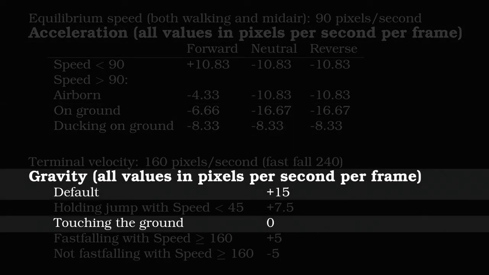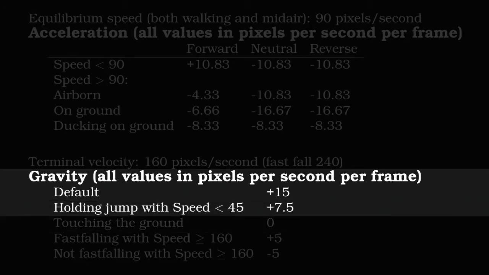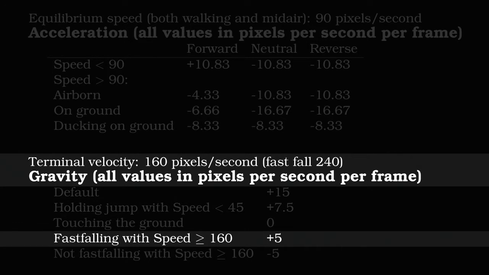Vertically, we've got gravity adding plus 15 to your speed every single frame, except when you're 1 pixel above the ground where gravity does not apply. If you're holding jump while the absolute value of your speed is less than 45, then gravity will be cut in half. However, as soon as your speed gets over 45, then gravity goes immediately back to being 15. And there is also no need to hold fast fall when your speed is below 160. It does not do you any good.